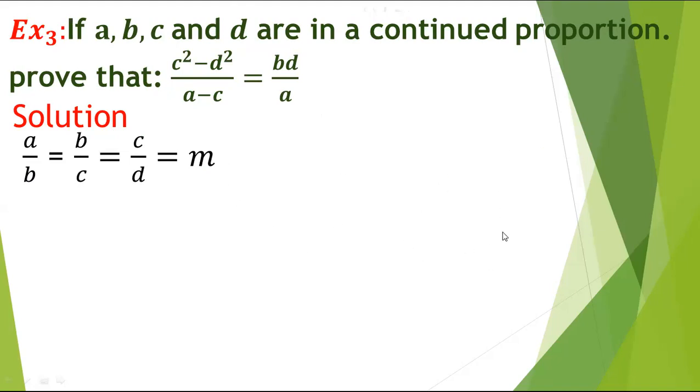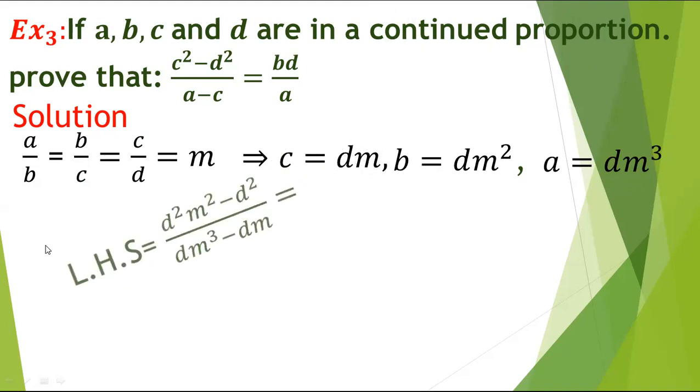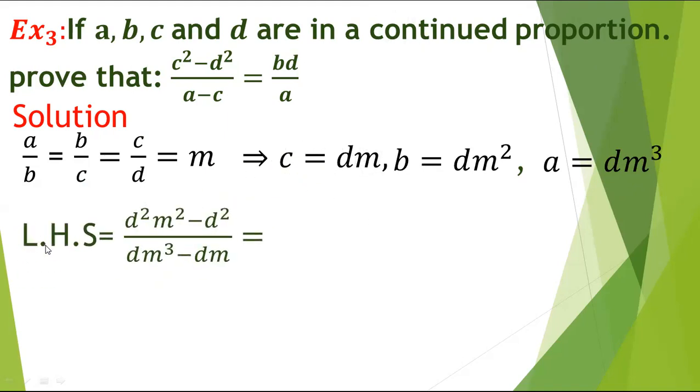Write the key. To write the key, start by the ratio beside the constant, then C, the letter up, equals D M. Directly B equals D M power 2 and A equals D M power 3. And take the right hand side and left hand side. I see here the right hand side is easier, then take the right hand side first, or take the left hand side as you like.